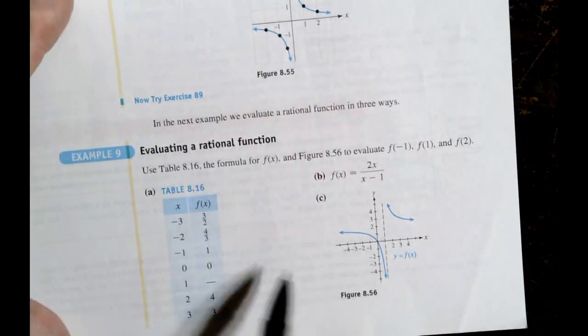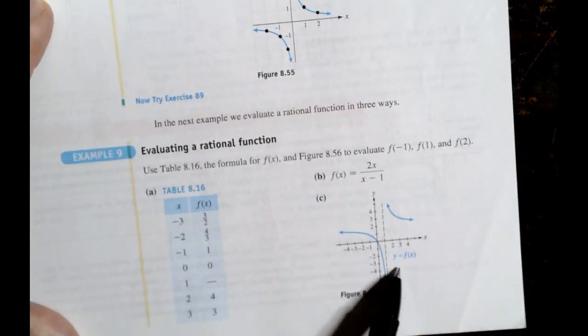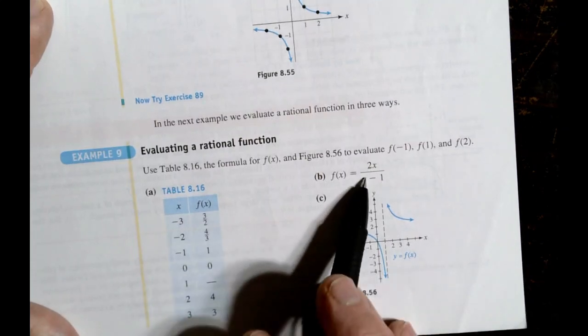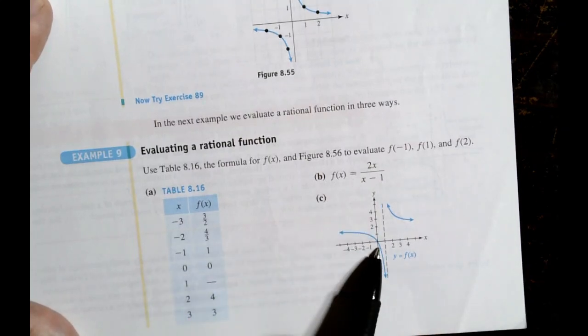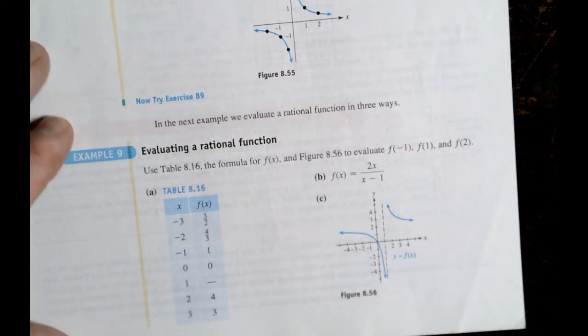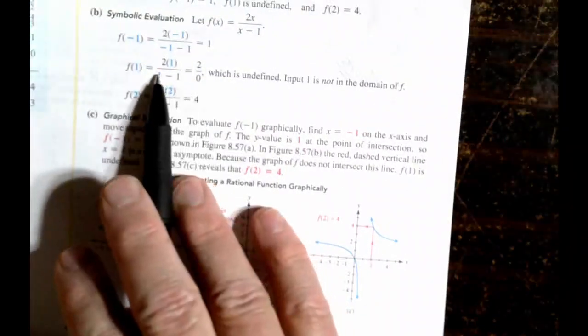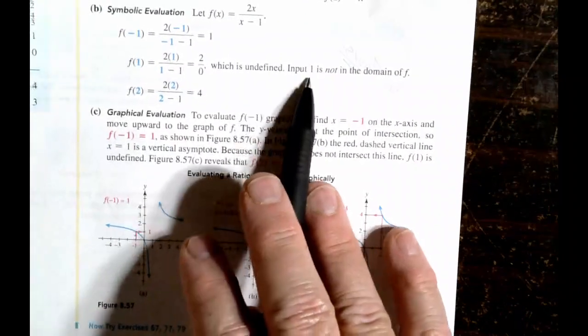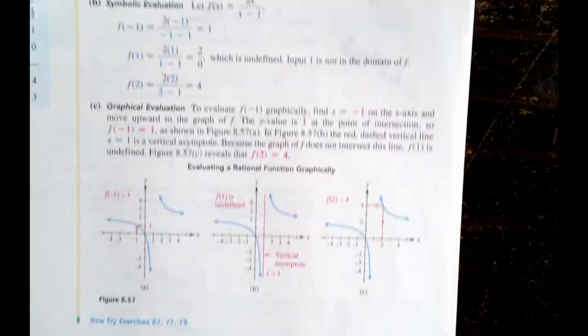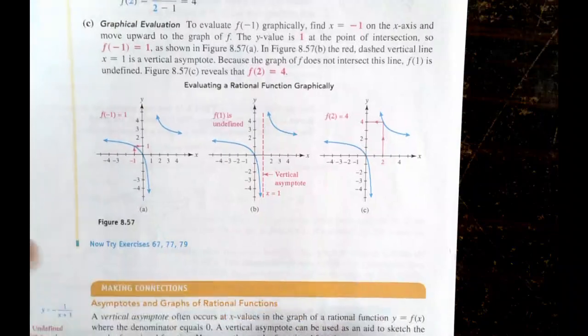If you want to graph this guy here, or this guy here, and this guy here, this is the table, this is the formula, and this is the graph. And when you plug in the -1, 1, or 2, you get these different answers there. Notice when you plug in 1, it's undefined. You don't get an answer, so you write does not exist. So f of 1 is undefined, and so input 1 is not part of your domain. So you notice at 1, it does not have a value.